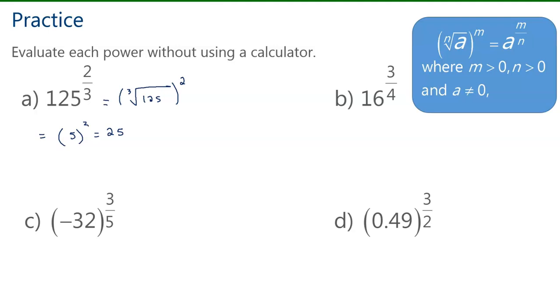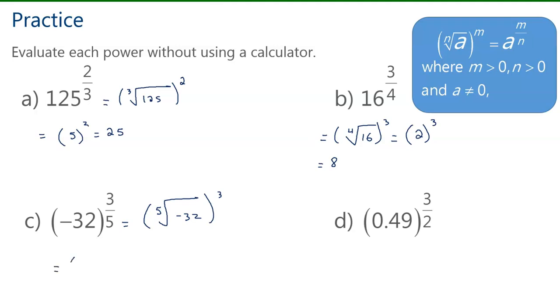Let's look at b. According to the rule in the upper right, this is the fourth root of 16 all to the 3. The fourth root of 16 you should know to be 2, so this is 2 cubed, and my final answer is 2 times 2 times 2, which is 8. For c, this is equivalent to the fifth root of negative 32 all cubed. You should know that the fifth root of negative 32 is negative 2. So negative 2 all cubed, which is negative 2 times negative 2 times negative 2, which is negative 8.